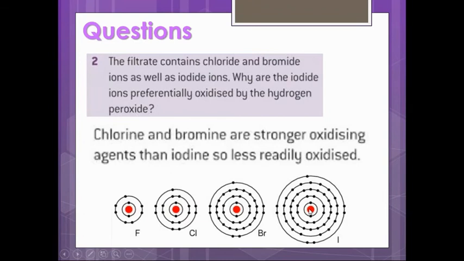Or in the case of iodide ions, which this one is, because of the greater distance between the nucleus and the outer electron, there is less attraction. Therefore, it's easier for some other chemical, for example, hydrogen peroxide, to come along and steal one of those outer shell electrons. And that again is why, as we mentioned earlier, the iodine is one of the least reactive.